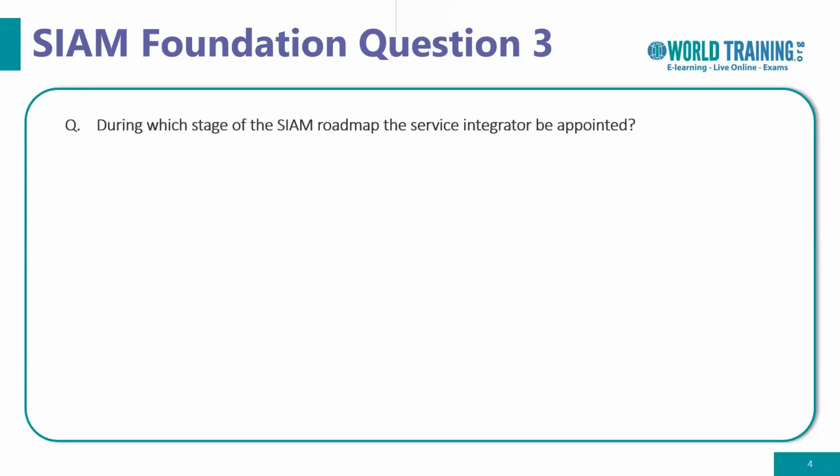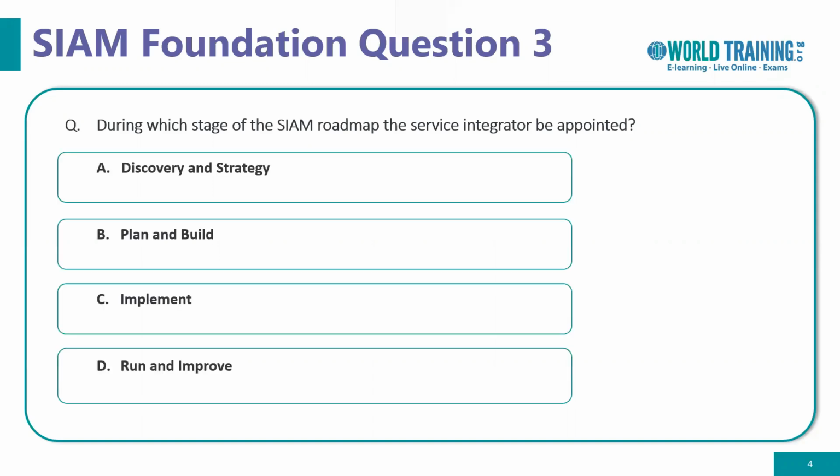Third question, during which stage of SIAM roadmap should the service integrator be appointed? It's a very straightforward question. If you remember, there are 4 stages of SIAM roadmap, and we are talking about in which stage the service integrator is to be appointed. We have discovery and strategy, plan and build, implement, and run and improve. So it's easy to give this answer.